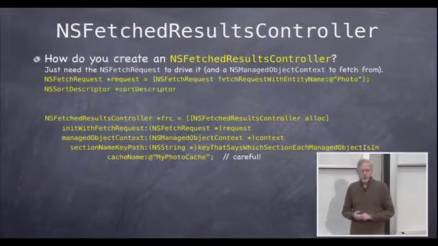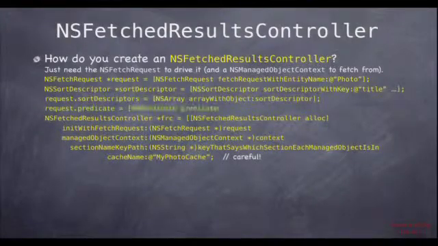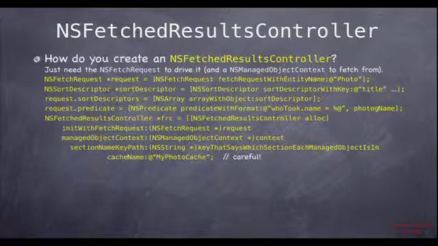So here's, for example, how you might use it. I'm going to make a fetch request. This is going to be a table that is going to have photos in it. So I've presumably got some photo entity in my database. So the request is a request with entity name photo.